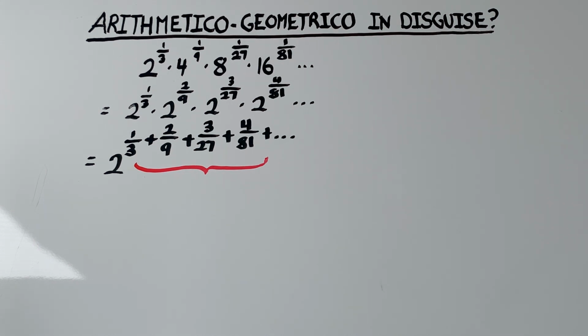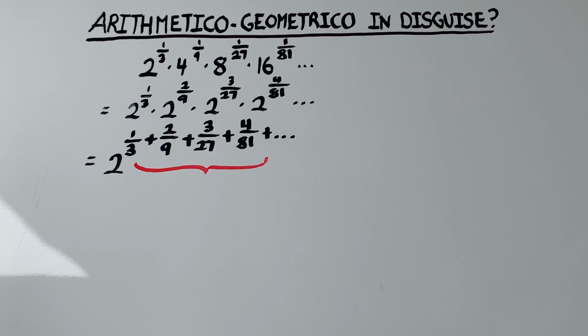1 over 3 plus 2 over 9 plus 3 over 27 plus 4 over 81 is an Arithmetico-Geometrico series. The numerators are 1, 2, 3, 4, so that's an arithmetic progression with a common difference of 1. The denominators go 3, 9, 27, 81, so that's a geometric progression with a common ratio of 1 over 3.